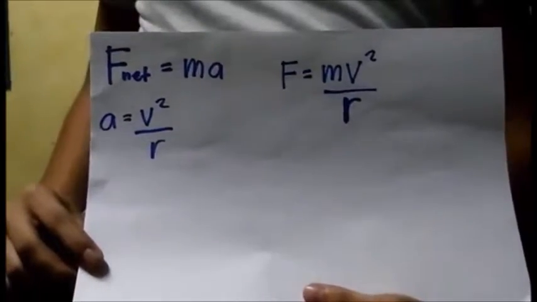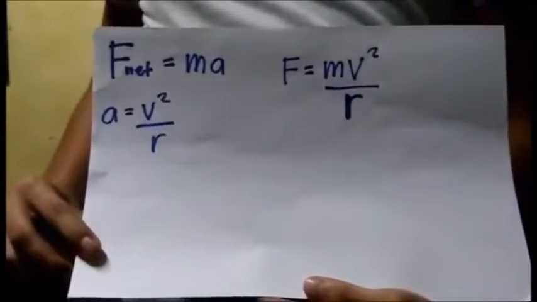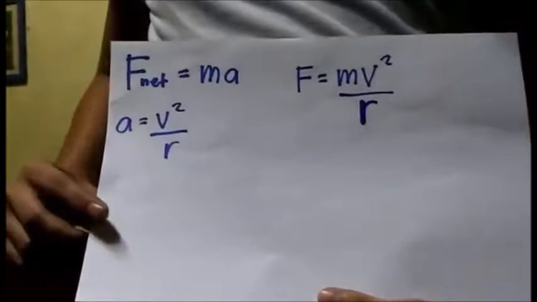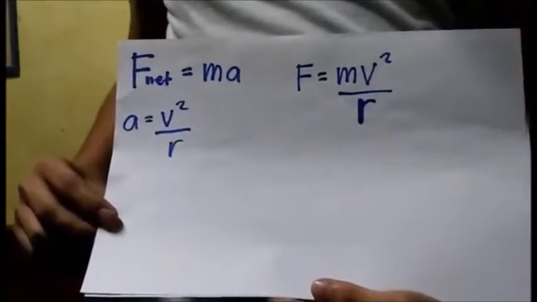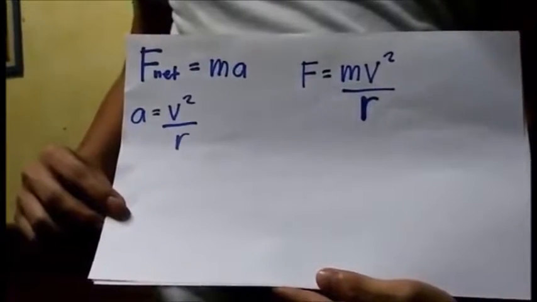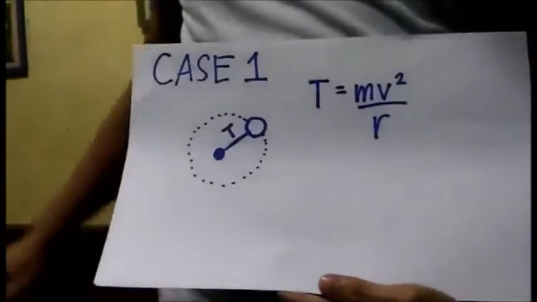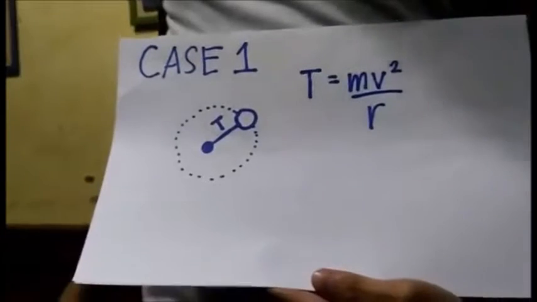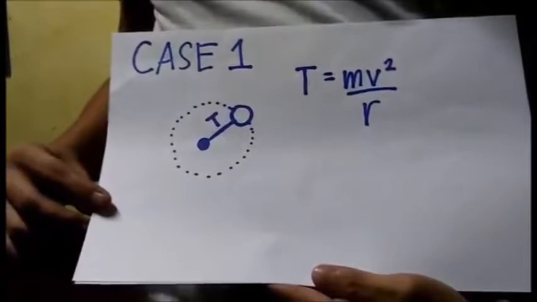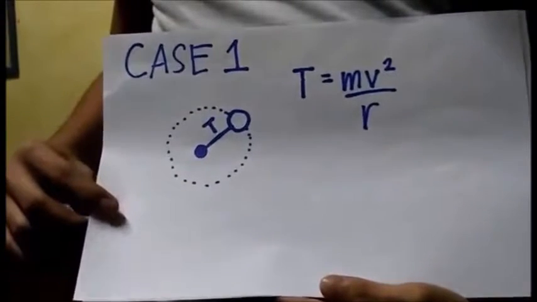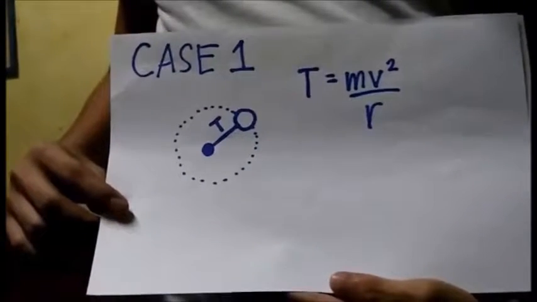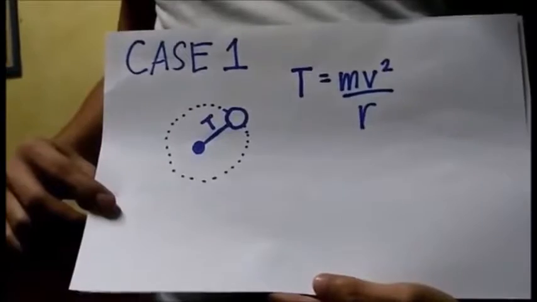To relate Newton's law to UCM, we use the term v squared over r from the UCM to acquire the formula force equals mass times velocity squared over radius. In case 1, finding the tension of a cord connected to a ball while moving it in a circular motion, the formula is tension equals mass times velocity squared over r.